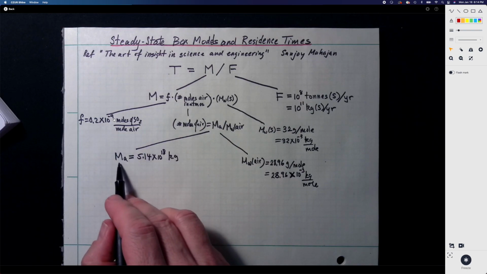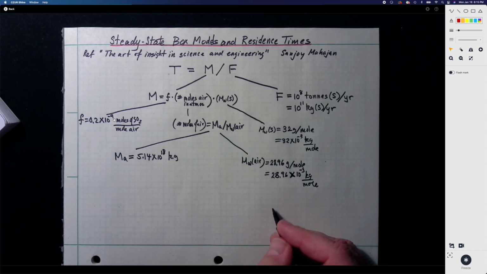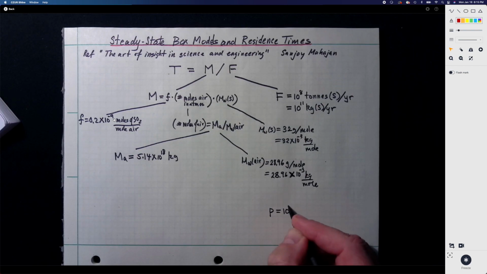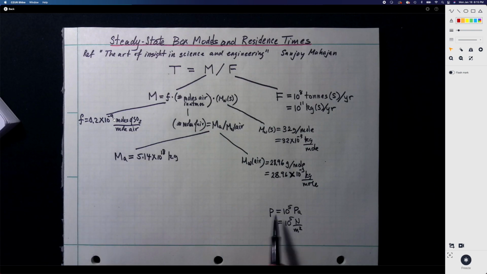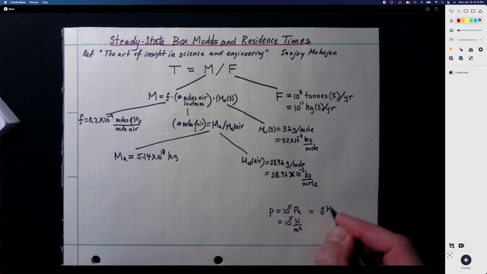But if we didn't know this quantity, we can calculate it in the following way. So we know that the pressure at the surface of the Earth, P, is about 10 to the 5 pascals, which is 10 to the 5 newtons per meter squared. And we know that the pressure is due to the weight of the atmosphere above it. So if we take the total weight of the atmosphere, divide by the surface area of the Earth, we should get P. So we know that this is equal to g times the mass of the atmosphere divided by the total surface area of the Earth.